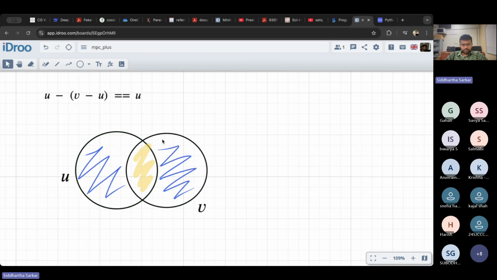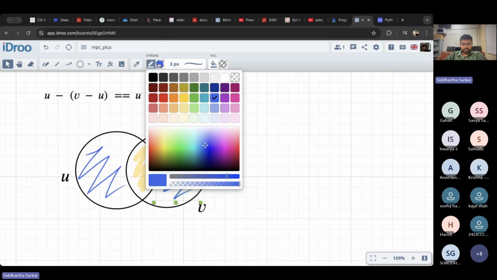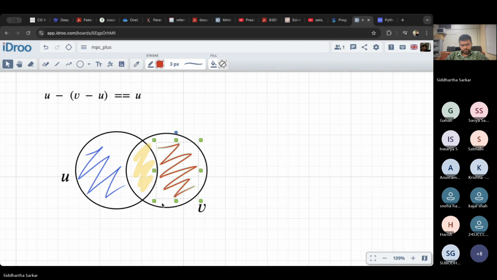So V minus U is whatever is in V but not in U. So V minus U is this part. I will color it, let us say red. So this red part, which is exclusive to V. The elements which are here are only in V but not in U. So this part is V minus U, this crescent part.